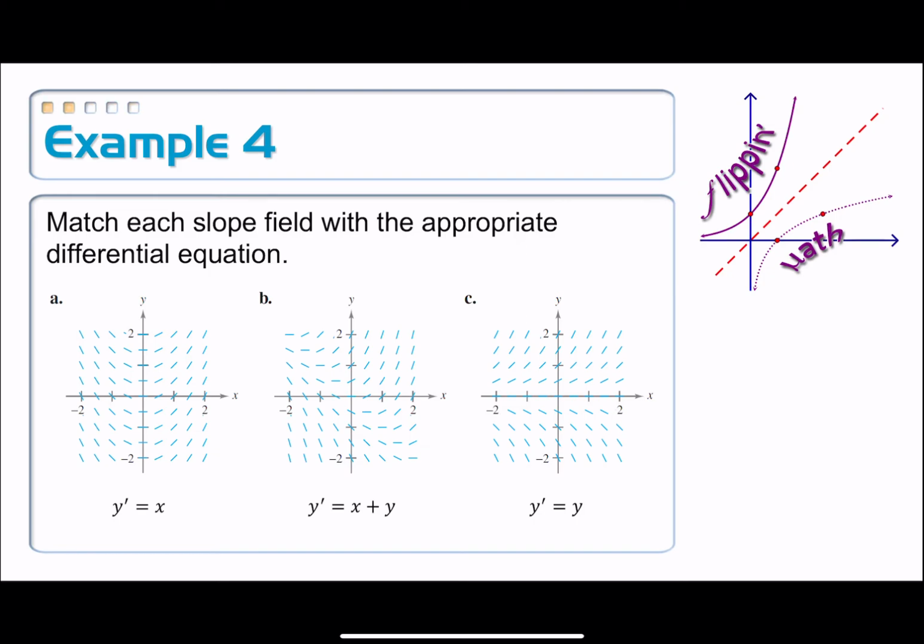This usually comes into play in a multiple choice kind of situation where they would do something very similar. They might give us a slope field and then ask us which one of these differential equations goes with it, or kind of the reverse of that. It gives us a differential equation and then gives us 4 slope fields to try to match it up with.